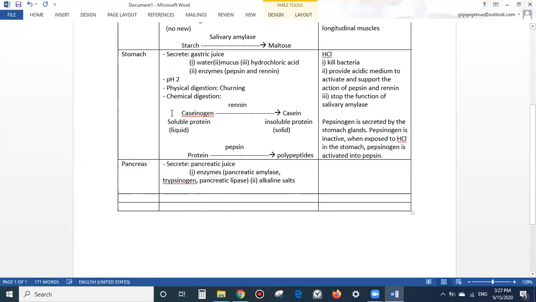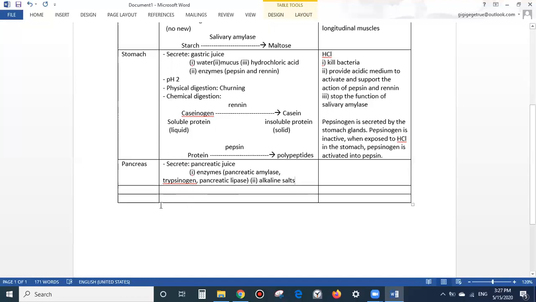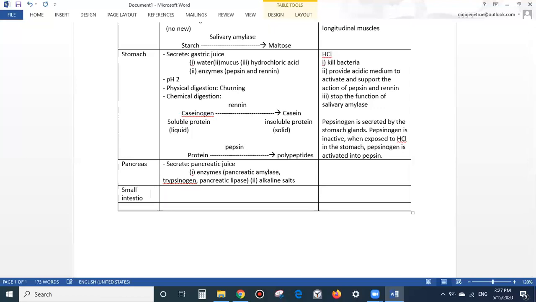Because food doesn't pass through the pancreas, there is no physical digestion occurring there. Okay? So we'll stop here and then we'll go to the small intestine. So the pancreas produces pancreatic juice. Correct.